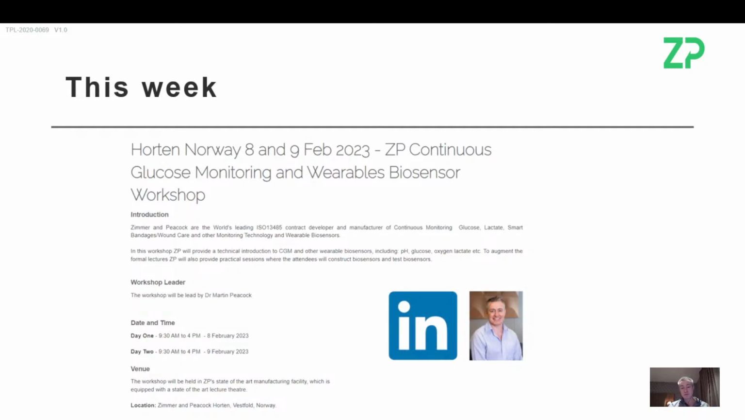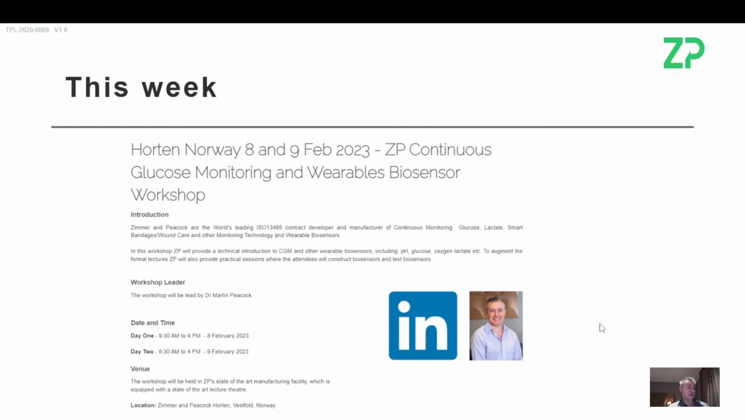I think this workshop is super useful for anyone doing wearable sensors, CGM sensors, in vitro diagnostics, the manufacturing of in vitro diagnostics. So we do a very comprehensive 2-day workshop. This one is 8th and 9th of February, hence it's the 9th of February today. And I also want to say that we're doing another one in March. So though I will answer questions today, if you really want to dig a bit deeper, I would definitely suggest that you come along to these particular workshops.